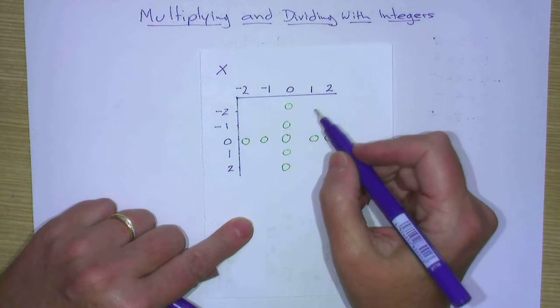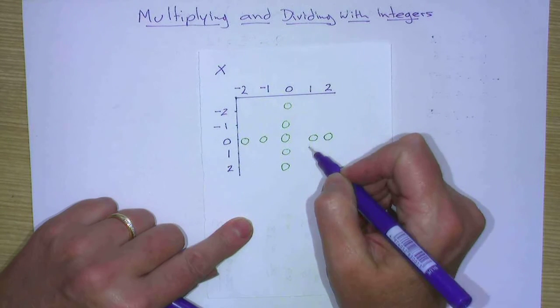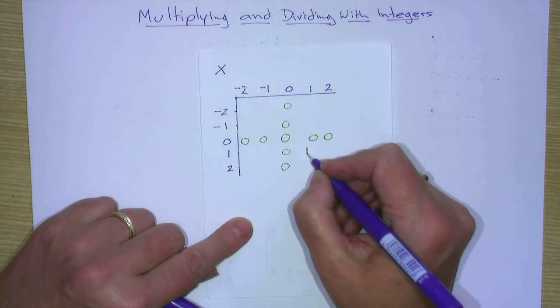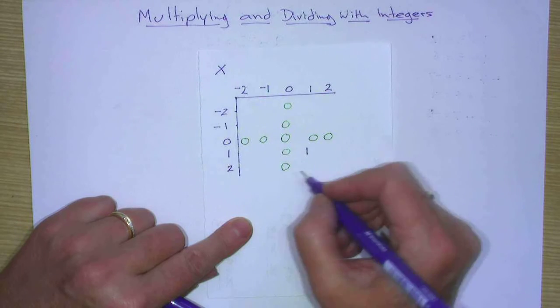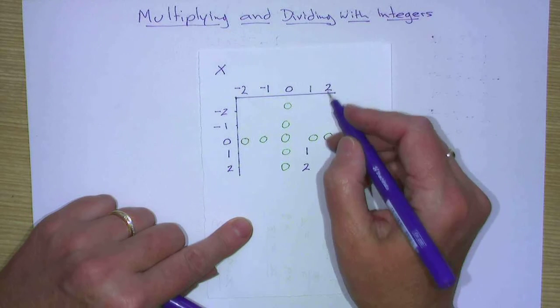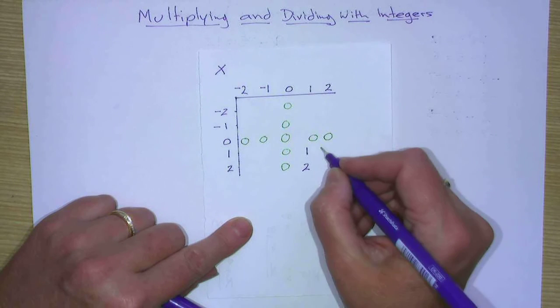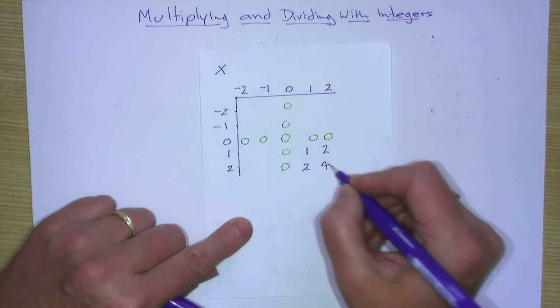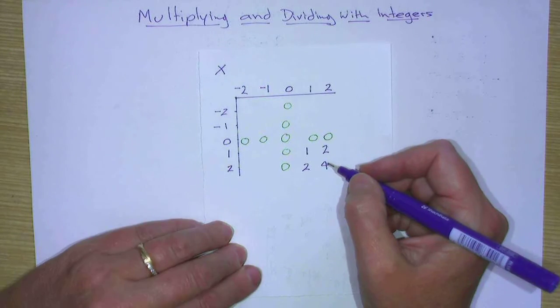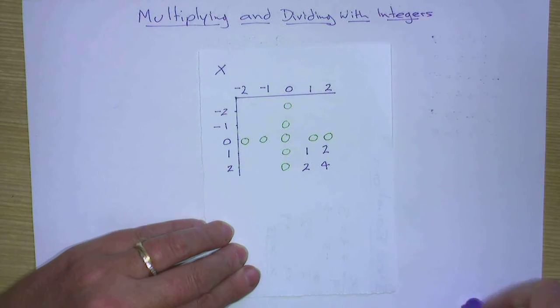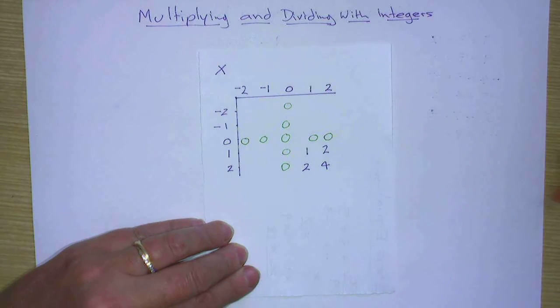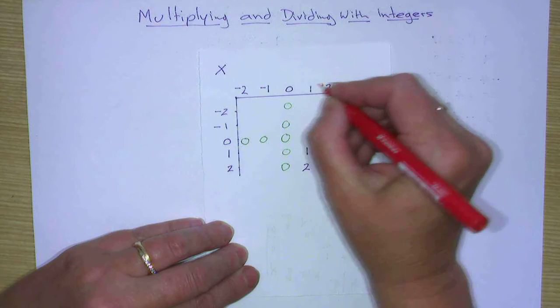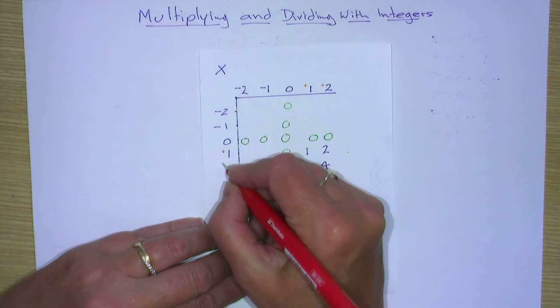If I have 1 and I multiply it by 1, the answer is 1, and 1 multiplied by 2 is 2. 2 multiplied by 1 is 2, and 2 multiplied by 2 is 4. No surprises there. That's exactly what we would expect because we're multiplying positive numbers. So that's positive, positive, and positive.